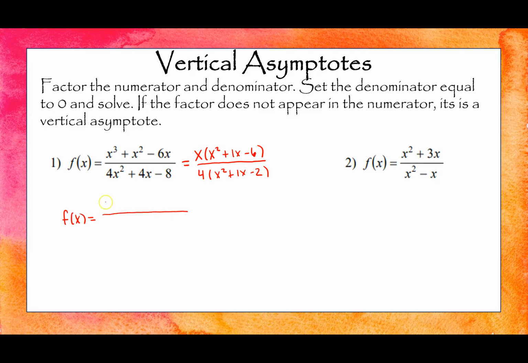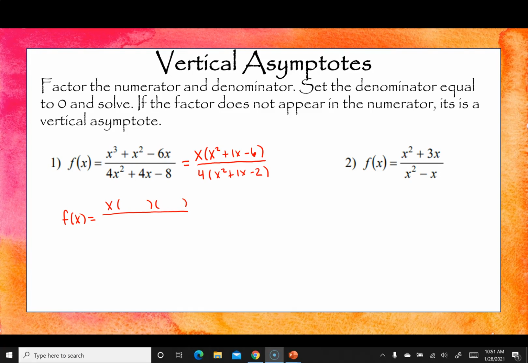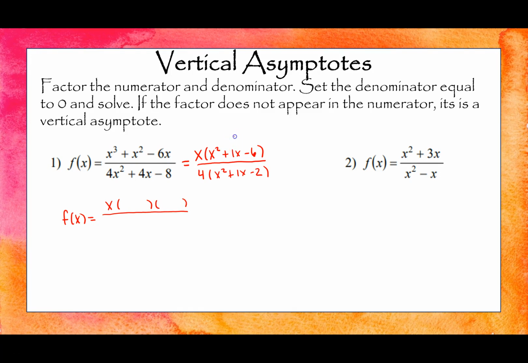So in the numerator here, I am going to have two binomials. I have to ask myself what adds to 1 and multiplies to -6. Well, that would be a 3 and a minus 2, so I could write this as an x plus 3 and then an x minus 2.